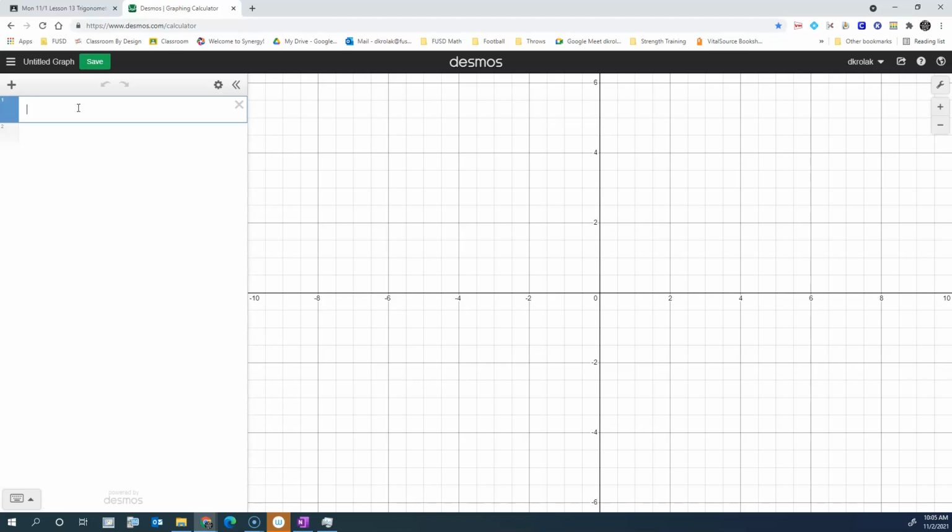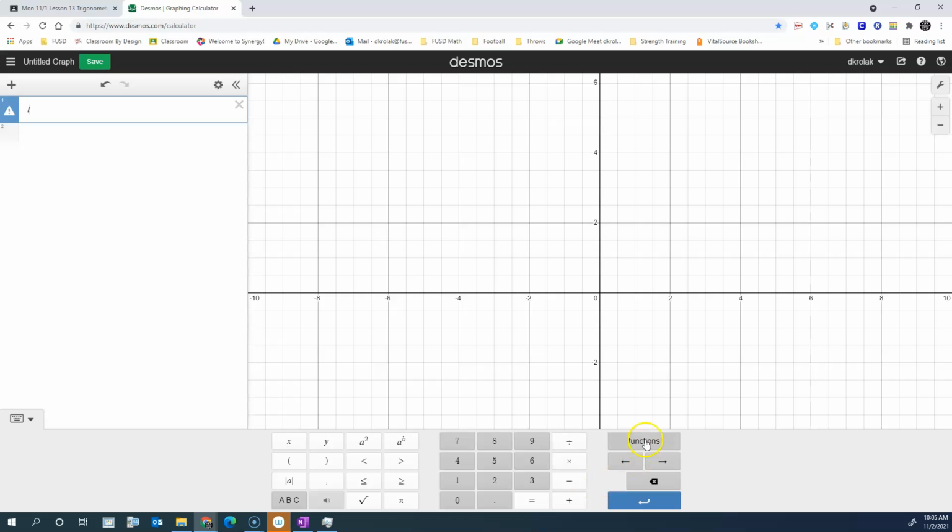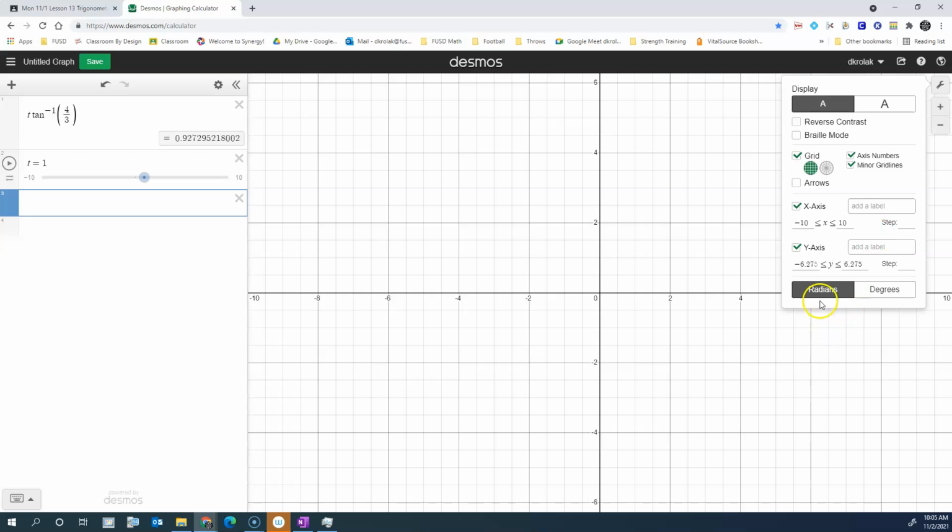Okay, and I'm going to go inverse tangent. So I open up my keyboard. Functions, and there's my inverse tangent, tan negative 1, and I said it was 4 divided by 3. Enter, and there's my angle. Now I think that's in radians, so I'm going to switch it over here to degrees.